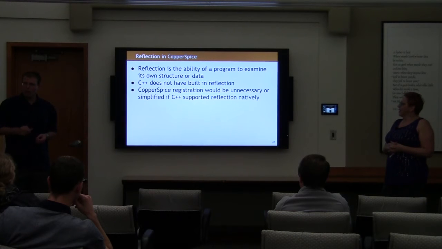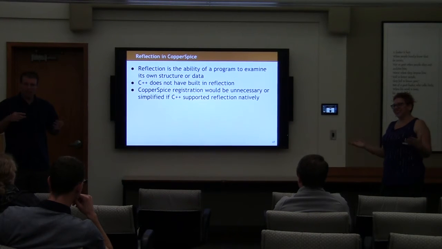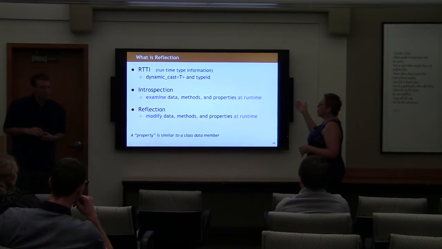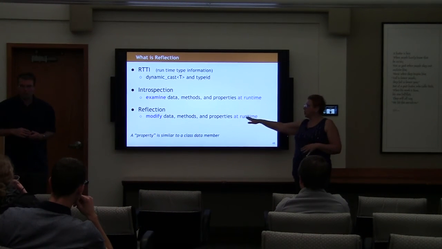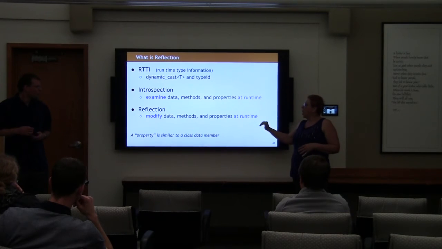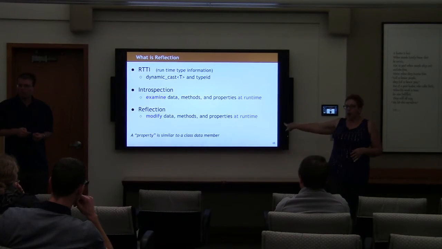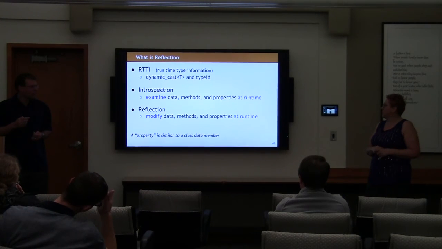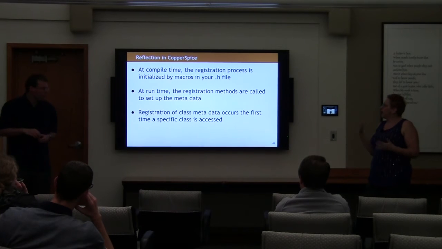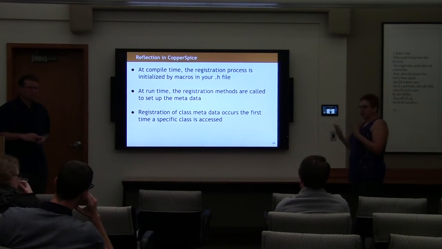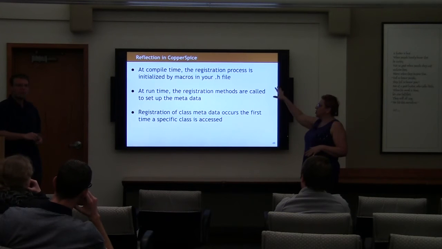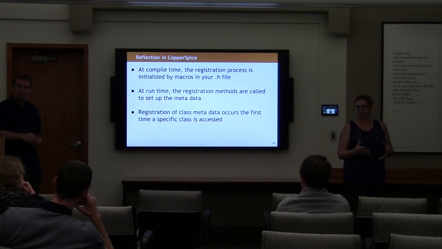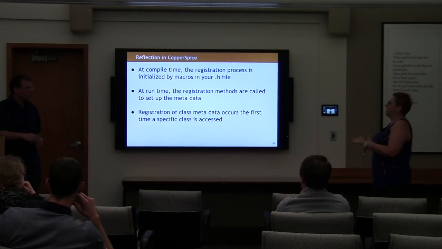We would really love for reflection to be in the language, but until it is, there is CopperSpice. And this is how we got rid of moc. As you know, there are various types of things that are called reflection. What we're talking about is the type of reflection where you're modifying the data, the methods, and the properties at runtime. We're not talking about RTTI or introspection, actual full reflection. So at compile time, we want to do everything in terms of initializing the macros with the header file. At runtime, we want these methods to register so that we can find them when we need them later on.